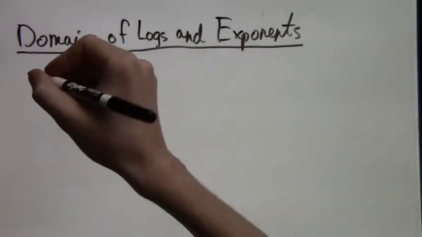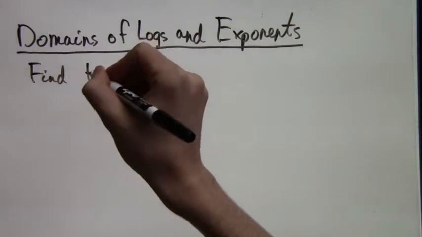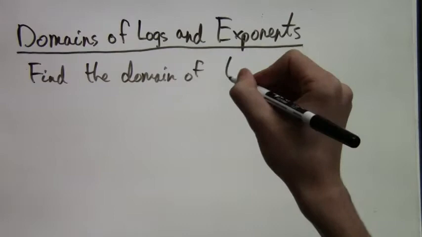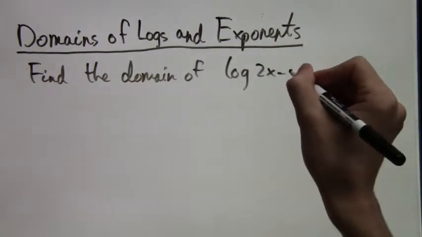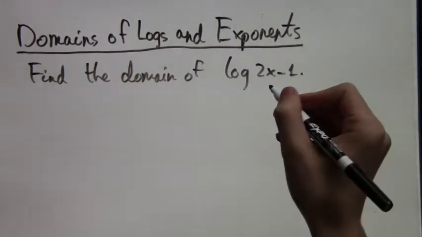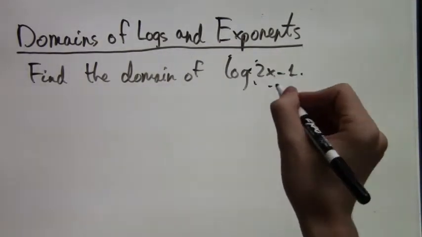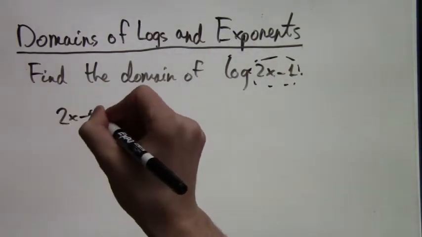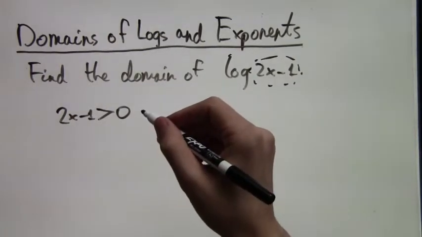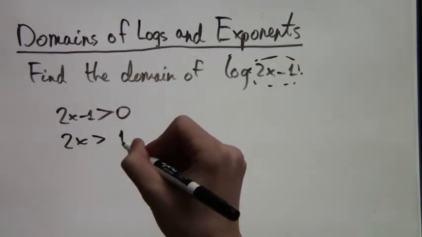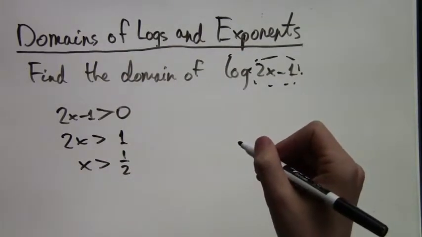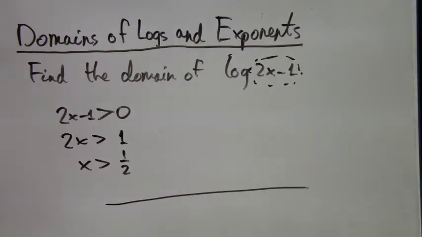And it's okay if you didn't totally get that, because as long as you remember it, it can help you find the domains of related logarithm functions. For example, let's say you have log of 2x minus 1. What is its domain? Well, we know that the inside has to be strictly greater than 0. So we have 2x minus 1 greater than 0, 2x greater than 1, x greater than a half. We just solve a simple linear inequality.